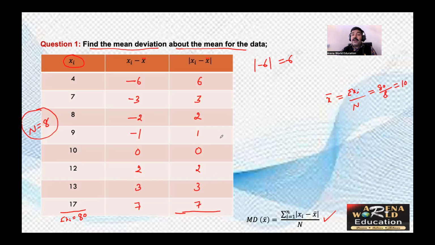If you add all these values, you will get 24, right? And what is your final result? Mean deviation about the mean will be 24 divided by 8, and the answer is 3. So this is your final result. In this way, you can easily solve the question, right? Let us try another one.